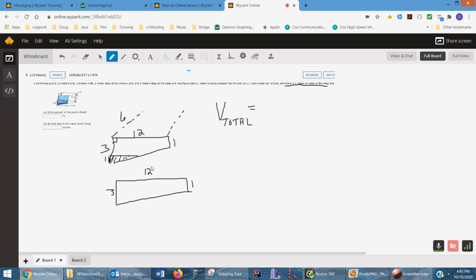And the area of a trapezoid is the height times the average of the 2 bases. So the area of this base is 12 times the average of 1 and 3, which is 2, so 24. That's the area of this base, 24 square meters. And if we multiply that by the height, this is like a trapezoidal prism, we'll have the volume. The total volume is 24 times 6, or 144 cubic meters.